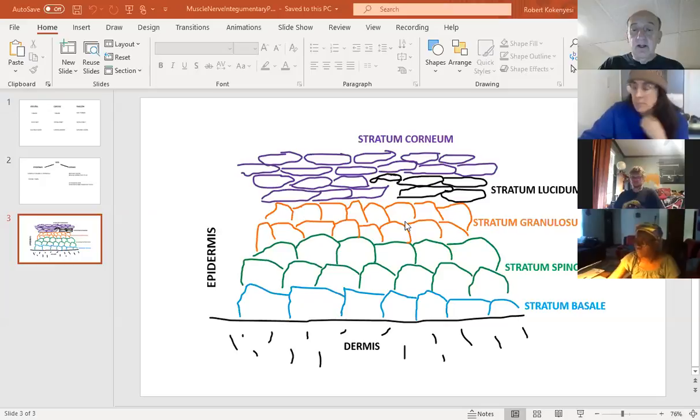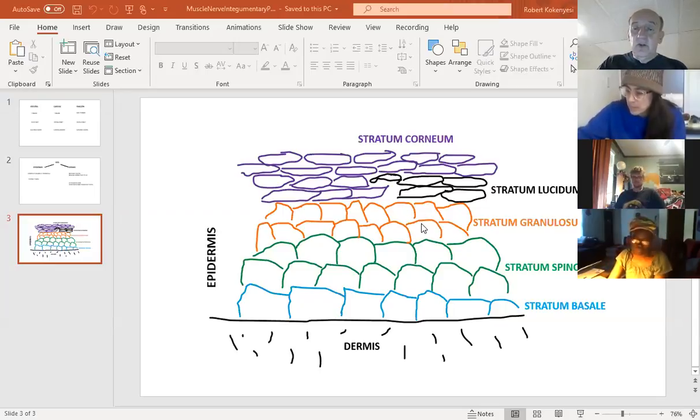In this cell layer, the cells are barely alive. They are storing away, stashing away in granules, lipids, and a protein called keratin. And when we look at the microscope slide, you'll see a fairly dark appearance of these cells because of a large number of granules. This is a stress program in these cells.